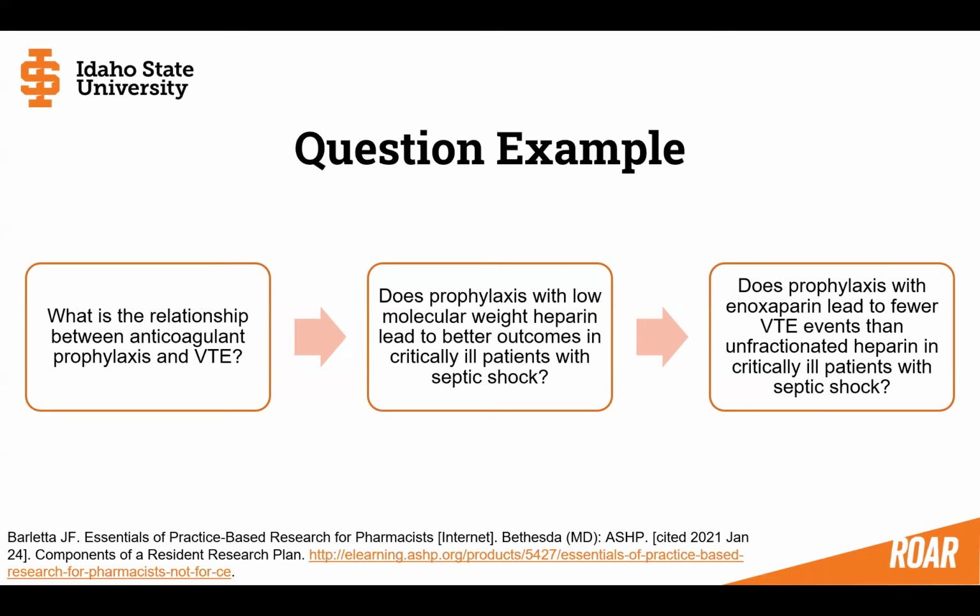In the second box, the question transforms into: Does prophylaxis with low molecular weight heparin lead to better outcomes in critically ill patients with septic shock? It's improved from our first question, but we can still add more details and get to this final question. Our final question has more detail: does prophylaxis with enoxaparin lead to fewer VTE events than unfractionated heparin in critically ill patients with septic shock? Hopefully this example highlights how we went from a very general idea to a very refined, specific question.